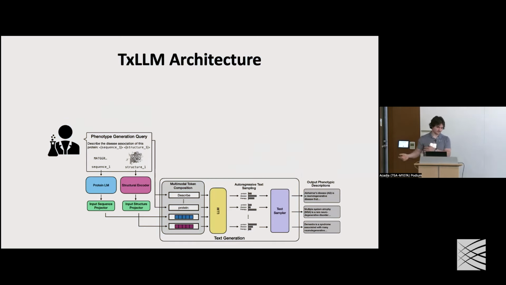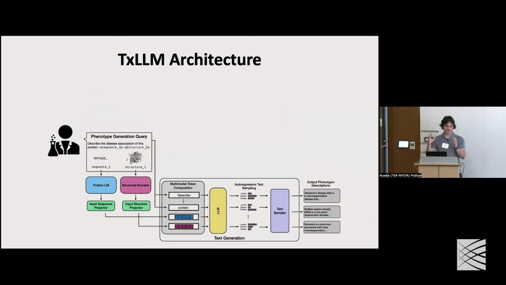For the phenotype generation query, you can input interleaved multimodal information, which is kind of in the weeds, but the idea is that you can insert as many proteins as you want into the input, and you can interleave them with natural language. That allows you to very naturally describe things such as protein-protein interactions. You say protein 1, you insert the information, and protein 2, you insert the information, for example.